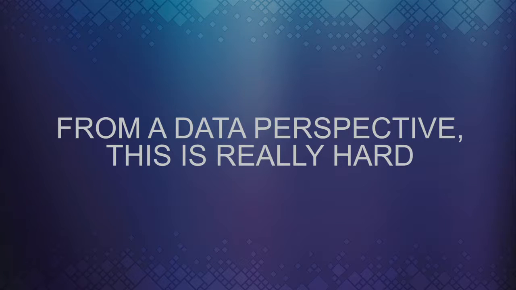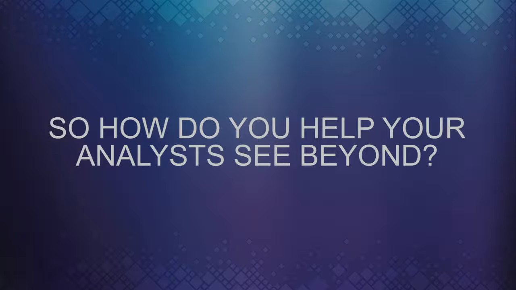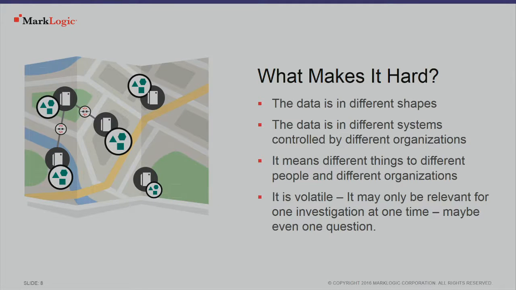From a data perspective, this is really hard, and the clicker's hard too. The data's in different shapes. It's in different systems, as I said, controlled by different organizations. It means different things to different people and organizations. In yesterday's presentation, David Gorbet said to take something really simple like F_name and first name. You have to be able to resolve that. But as you go to communities of interest that are more far-flung, there's a great deal of difference in how people describe things.